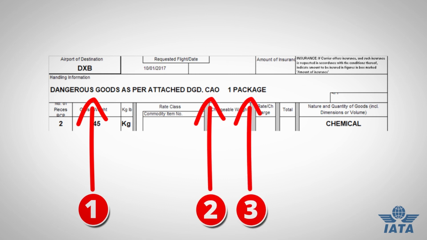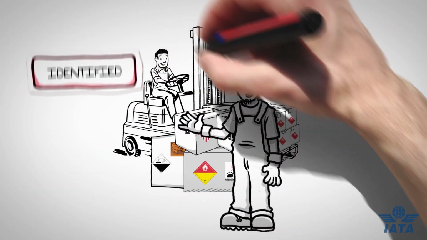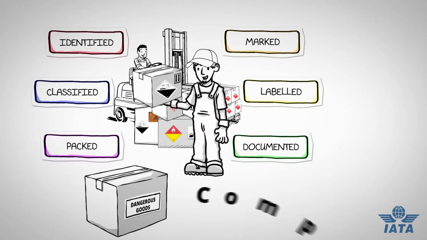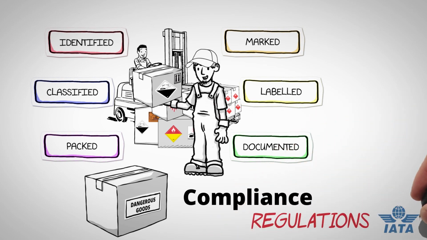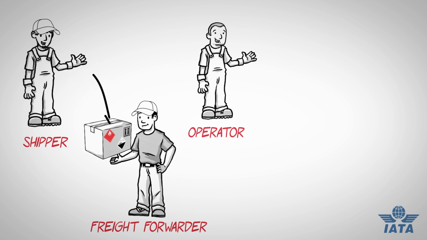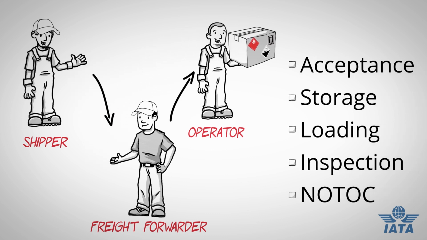Once the consignment of dangerous goods has been properly identified, classified, packed, marked, labelled and documented, the package, overpack or even the freight container is in the right condition to be transported in accordance with the regulations. By this time, the shipper hands over the consignment for handling, which details the responsibilities of operators with regard to the acceptance, storage, loading, inspection and issuing the notification to captain.